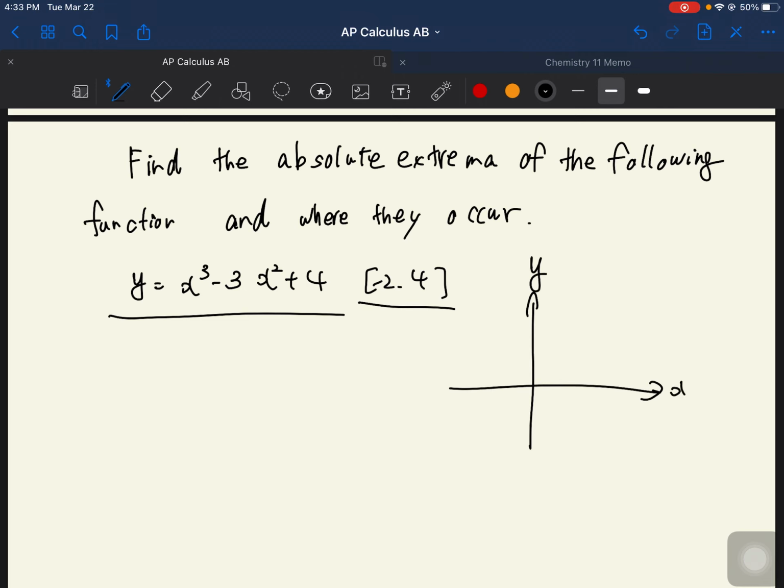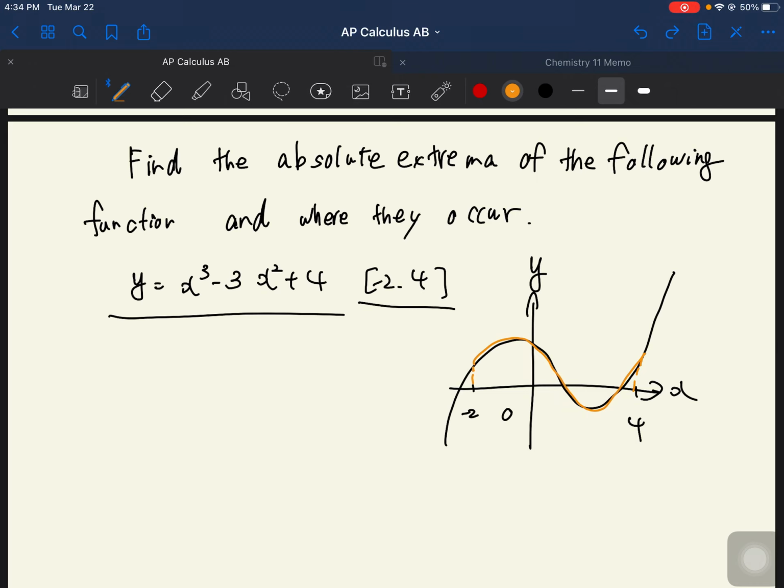So I'm not sure what the graph looks like, but for example, if the graph is like this, you have to find the maximum value and minimum value in the domain between -2 and 4. I mean x value. Yeah. So what you have to do is you don't actually sketch the graph.